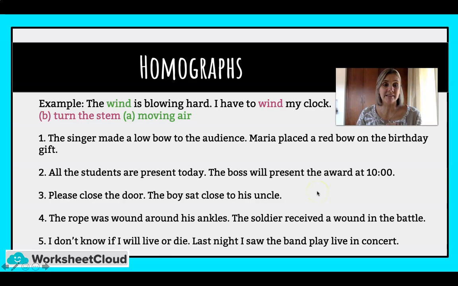Right, number 1, the singer made a low bow to the audience. Maria placed a red bow on the birthday gift, or in her hair. Number 2, all the students are present today. They're here, and the boss will present the award at 10 o'clock. He'll give. You've also got a present that you can get for your birthday. Number 3, please close the door, so shut it, or the boy sat very close to his uncle. The rope was wound around his ankles, or the soldier received a wound in the battle.